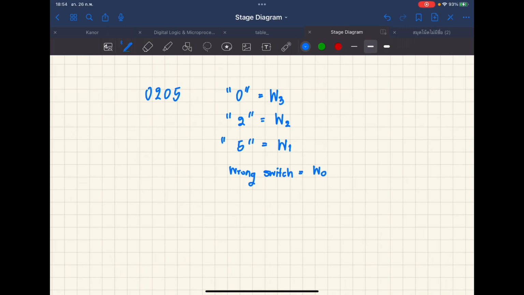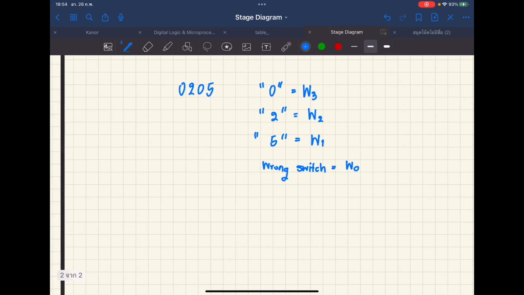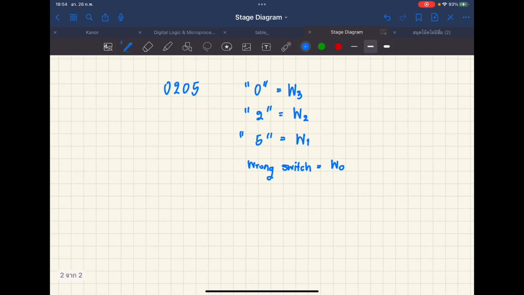as W0. So we have 0 to 9 buttons, and we only use 3 buttons. The other buttons are the wrong switch. So it is input W0. And we're going to write it like this.